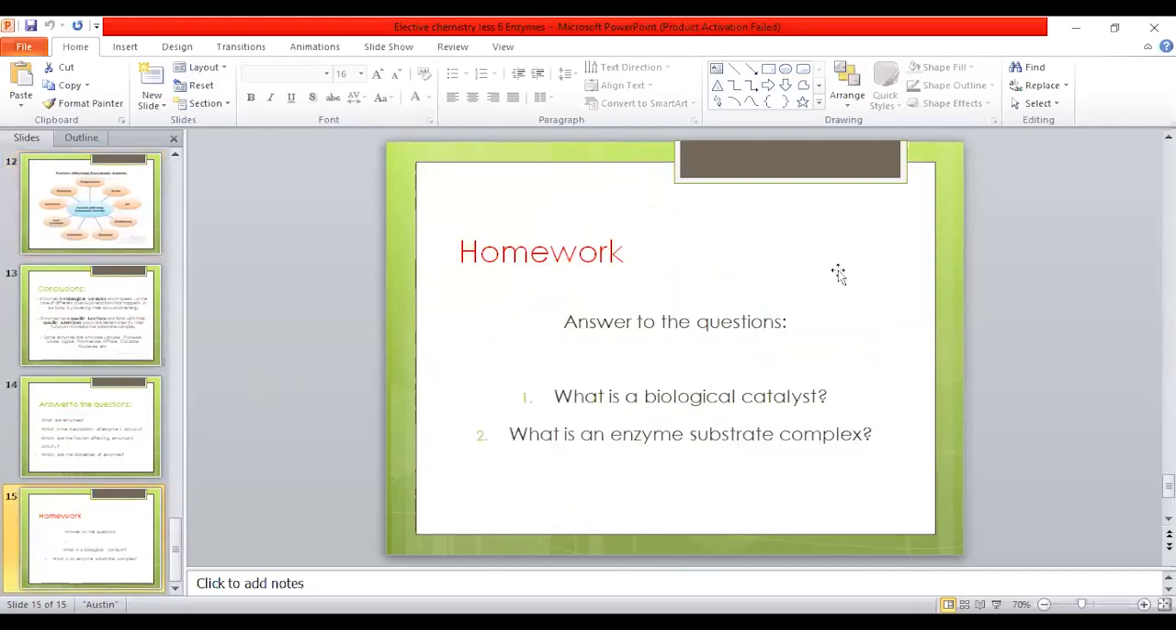Okay, so for this lesson, you have to answer the questions: what is a biological catalyst and what is an enzyme substrate complex? These are the questions you are going to answer in your homework notebook.